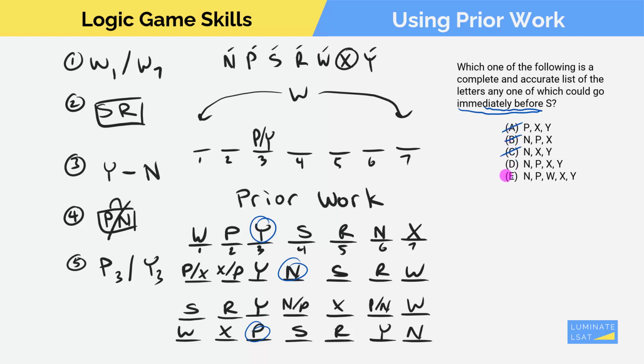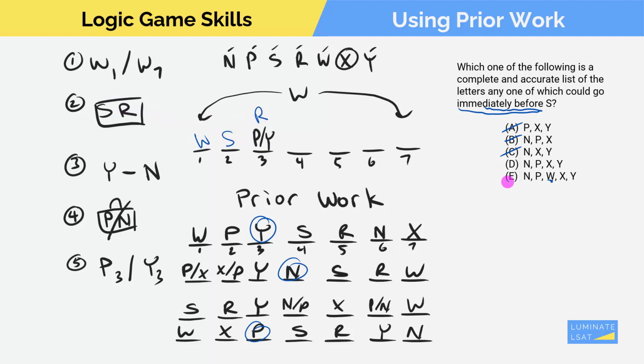Now we're only down to D versus E, and the difference between them is E has W. Could W go immediately before S? Well, if that were going to happen, W would have to go first, and then the S would have to go second, but this is where we run into a problem, because now we have no room for the R.